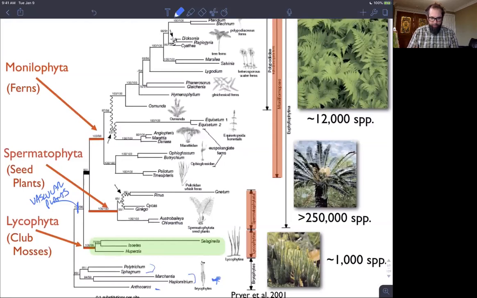The first of those that I want to highlight is the lycophytes. This lycophyte group includes what we call the club mosses. The rest of this includes our seed plants, where most of the diversity is. And then our other clade here is the fern clade. I want to focus on the lycophytes to start with. I've put the diversity on the side of this slide, and we see that there are only about 1,000 species or so of lycophytes.